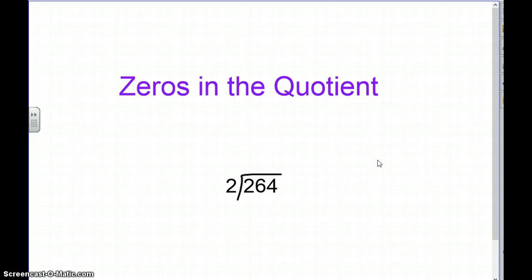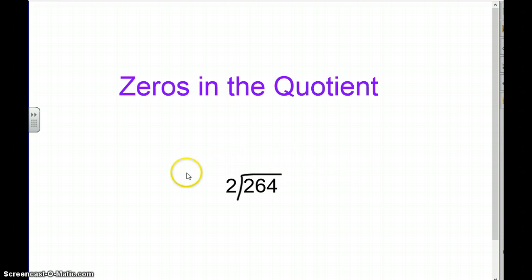Hi, fourth grade. Today we're going to be practicing long division with problems that have 0 in the quotient. So remember, the quotient is up at the top of our problem. It's the answer to our division problem. So sometimes you're going to have a 0 up in your answer, and we're going to be looking at examples of problems today that do have zeros in the quotient.